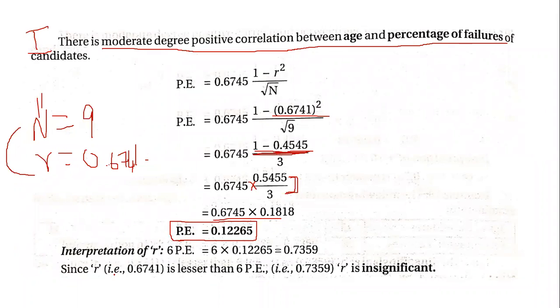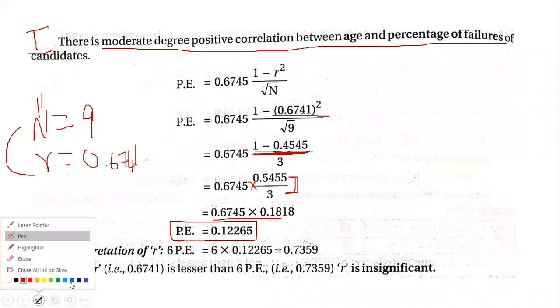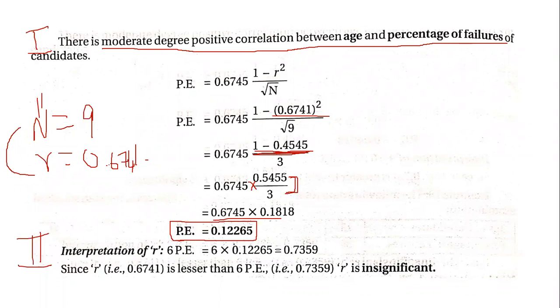Now, after calculating probable error also, we have to interpret the result. So this will be your conclusion number 2. Now, let us see how to interpret the results. In interpretation of results, I have to make sure if the R value is more than or less than. These are the two main criteria.